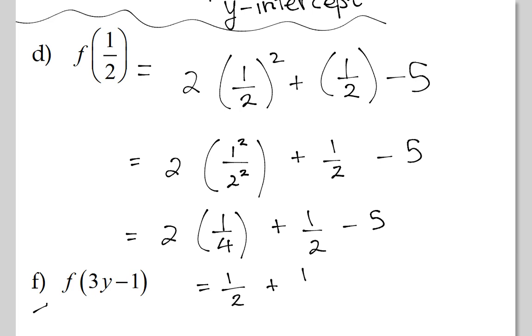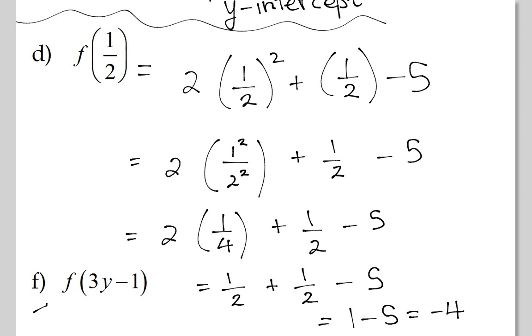So you have 1/2 plus 1/2 minus 5. Could you do a half plus a half? Half plus a half is 1. 1 minus 5 is negative 4. Now, ultimately, if this was a test situation, you could do that in your calculator, but it's nice to just practice these fraction operations by hand.